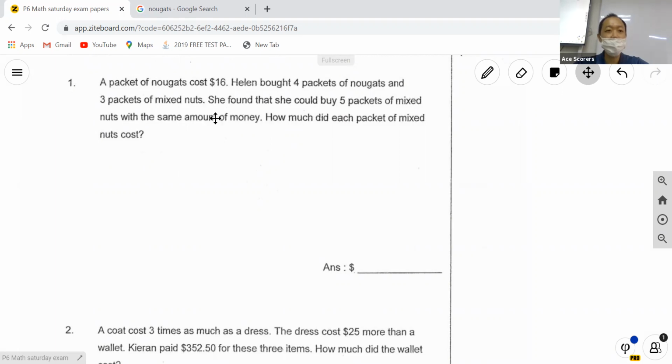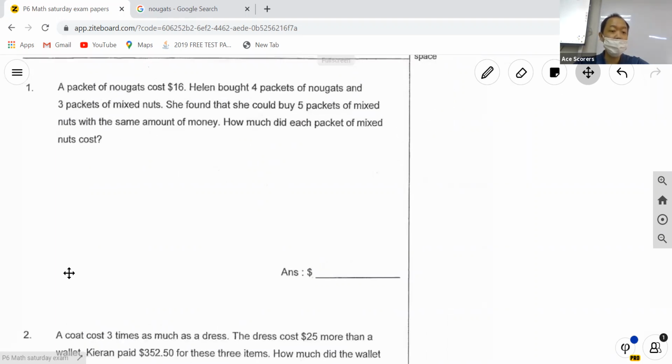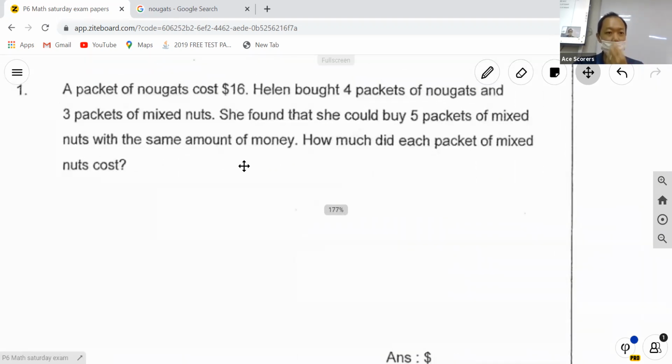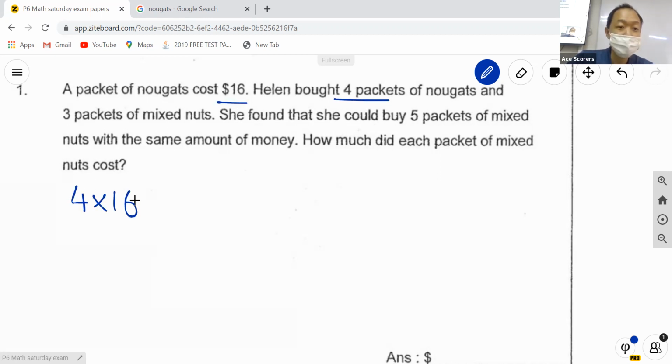Okay, question number 1, I'm going through right now. A packet of nuggets costs $16. Helen bought 4 packets of nuggets and 3 packets of nuts. Then she found she could buy 5 packets of mixed nuts with the same amount of money. So 4 packets of nuggets, 1 packet is 16, so 4 times 16 is $64. So the nuggets cost $64. How much did each packet of mixed nuts cost?